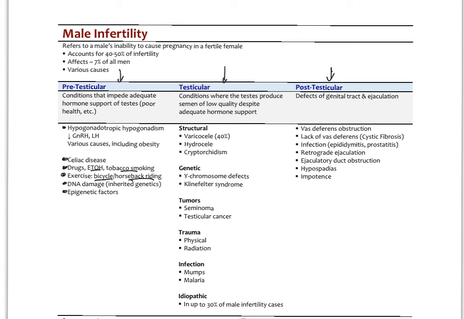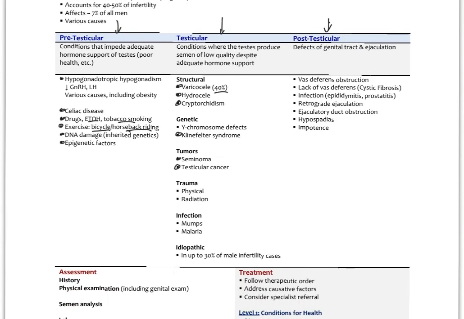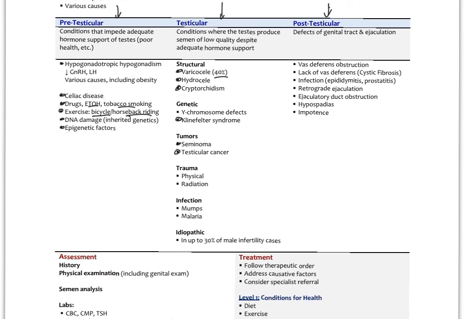Testicular causes would be problems in the testes themselves where they can't produce adequate hormones. And this again would be commonly associated with hypergonadotropic hypogonadism, so primary hypogonadism. And that could be structural from varicoceles. That's a pretty common cause, about 40% of all testicular causes of testicular dysfunction. Hydroceles and cryptorchidism. Genetic, we looked at Klinefelter syndrome already. Tumors like seminomas, testicular cancer, trauma again, radiation, infections, especially mumps orchitis, but also malaria can cause this. And then up to 30% of cases are just idiopathic.